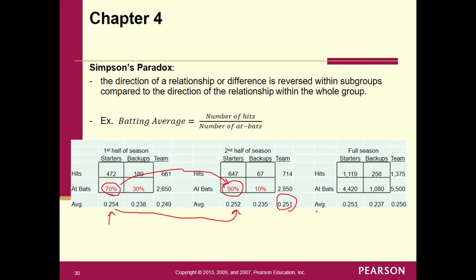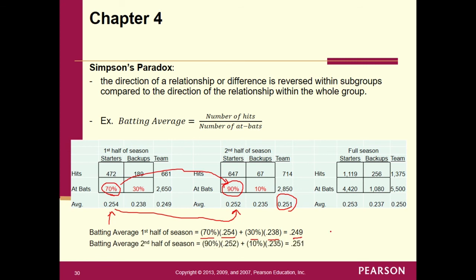Because they proportionally had more at bats than the backups, that weighted more on the batting average. I showed you one way of calculating a batting average. Here's another way if you don't believe me. For the first half of the season, you get 70% times 0.254 plus 30% times 0.238, which comes out to 249. If you do exactly the same thing with the weighting of 90% versus 10%, the batting average actually goes up, even though within the subgroups it clearly went down.